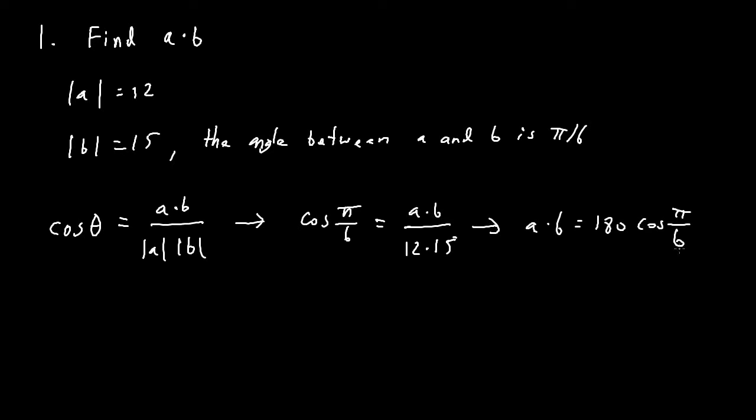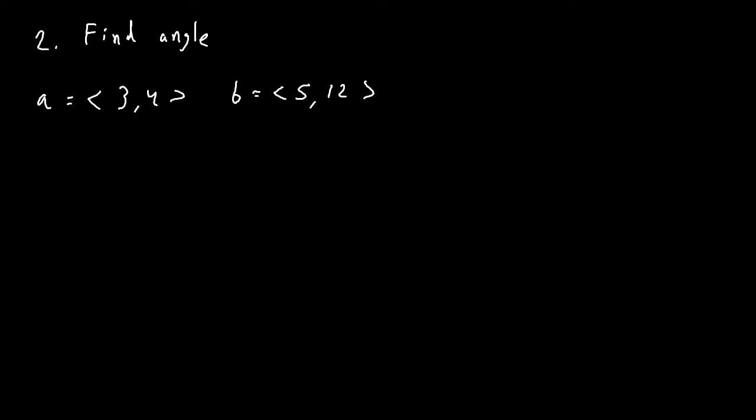Now cosine of pi over 6, or cosine of 30 degrees, is going to give us the square root of 3 over 2. So A times B equals 180 times the square root of 3 over 2. 180 over 2 simplifies to 90. So the final answer, A times B, or the dot product, is going to equal 90 times the square root of 3.